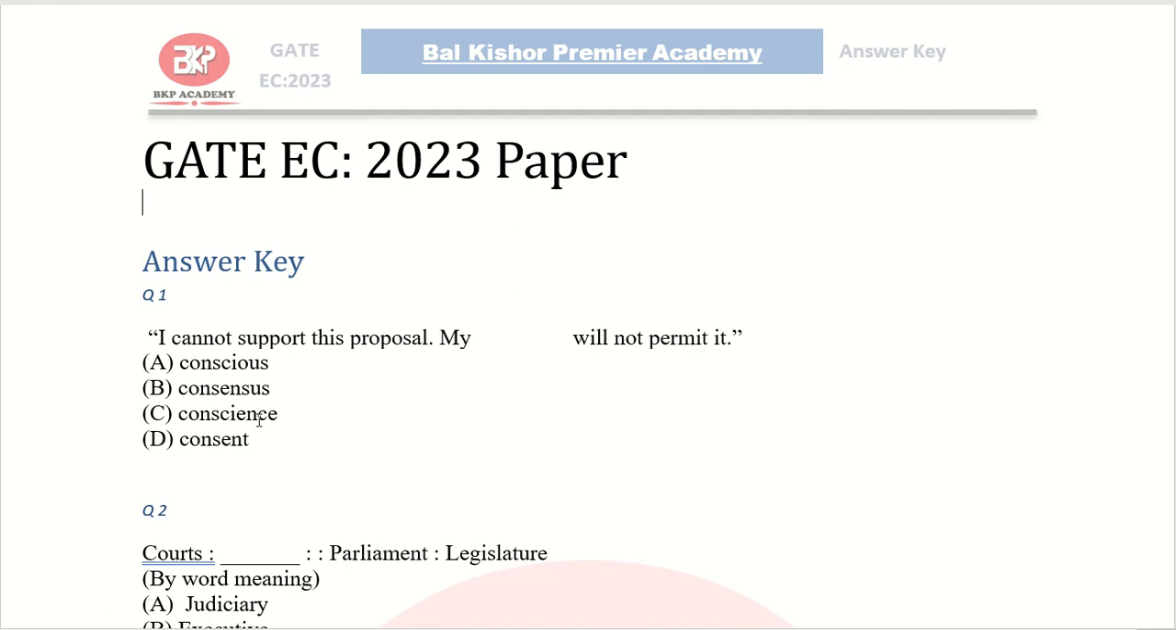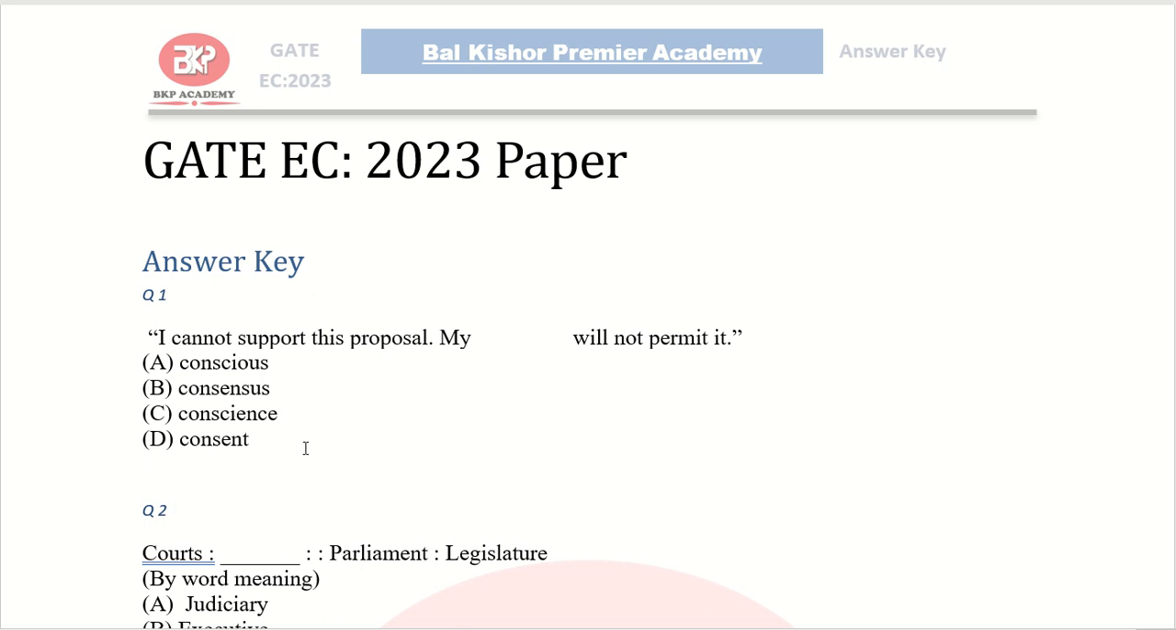So GATE examination is over and we have prepared the answer key and detailed solution for electronics and communication branch right now. So I'll be giving you quickly all the answer keys so that you can cross check your answers and calculate how much marks you are getting, and let us know any difficulty that you are facing. Soon we will send you the detailed solution as well.